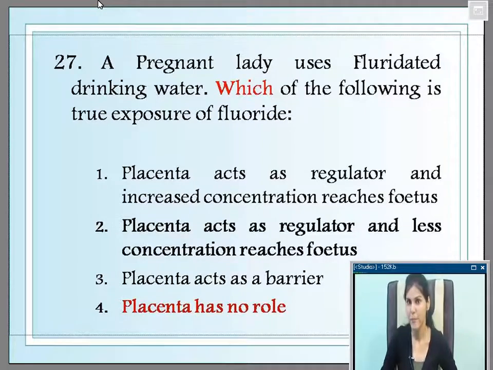Then you have one common school of thought that placenta acts as a barrier. Your enamel thickness is less. Now what is interesting is that whenever we are trying to justify deciduous dentition having low incidence of fluorosis, we say placenta acts as a barrier. But lately the school of thought has been going to placenta has no role. So that is the safe answer to mark.